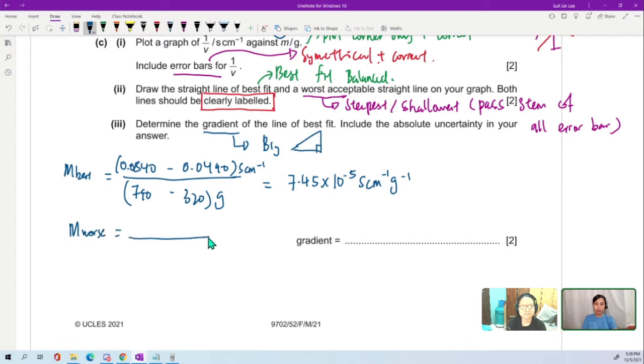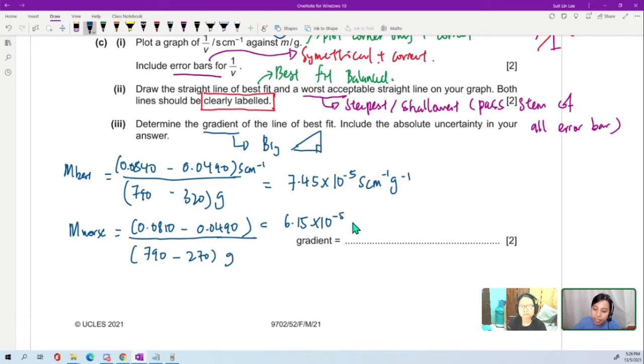Do it again to find the gradient of your worst fit. You should have different values. If you get the same value, something is already wrong. It will be the same unit as well, but we don't need to write that. So this will be 6.15 times 10 to the negative 5.